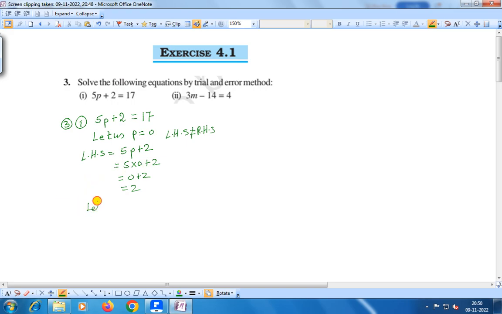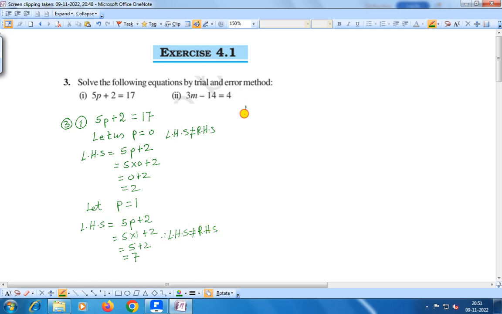Let us take p is equal to 1. Therefore left hand side is equal to 5p plus 2, that is 5 into 1 plus 2, that is 5 plus 2 is equal to 7. But right hand side is 17. Therefore it is not equal also. Therefore left hand side is not equal to right hand side. We'll use here trial and error method.